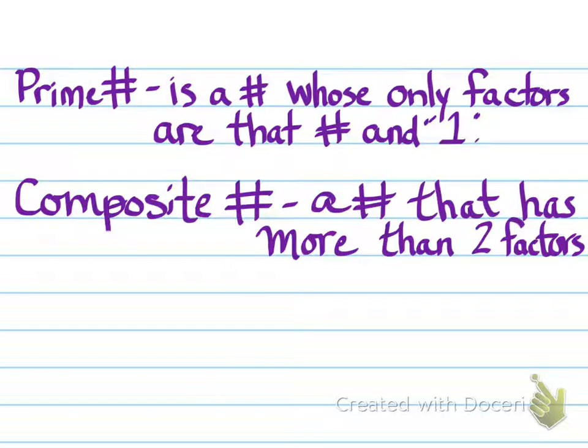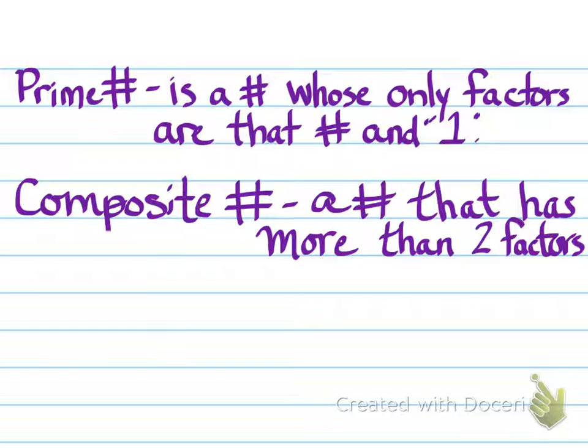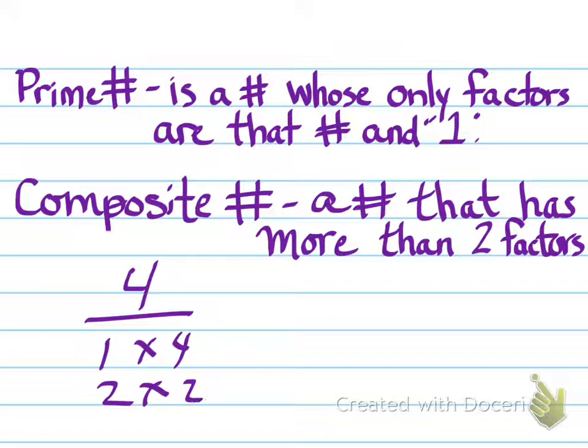A prime number is a number whose only factors are that number and 1. So if I said, what are the factors of 3, you would have 1 and 3. So that would make 3 a prime number. A composite number is a number that has more than 2 factors. So if you were to figure out what the factors of 4 are, you would have 1 and 4 and then 2. So the number 4 would be a composite number.